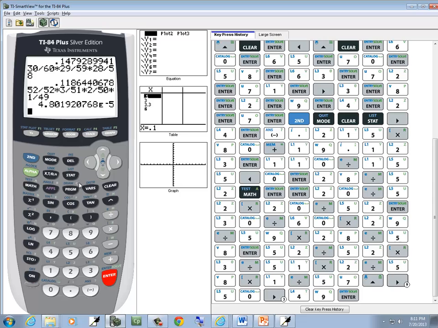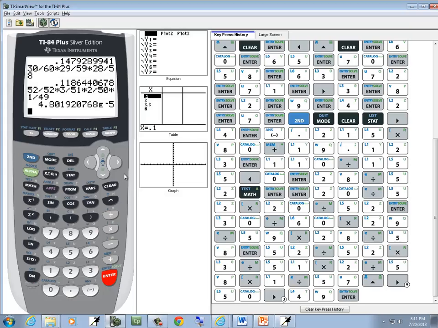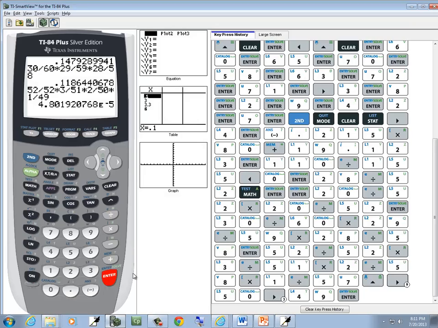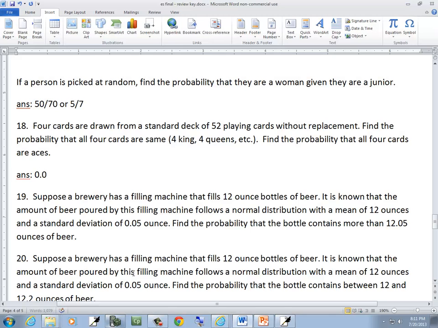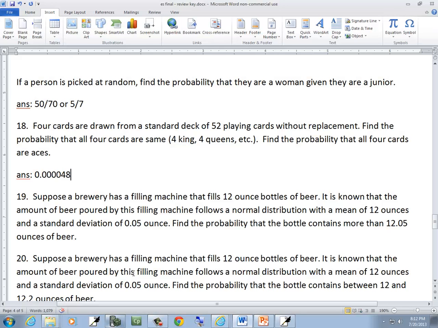Okay, so we got 4.8. And then it says E negative 5. That is scientific notation. That means 4.8 times 10 to the negative 5 power. It means we're going to move our decimal place 5 places to the left. So there's 1 and then 4 zeros. So we got that right there. 0.00004 zeros 48. Okay. Now the second one says find probably that all 4 cards are aces.